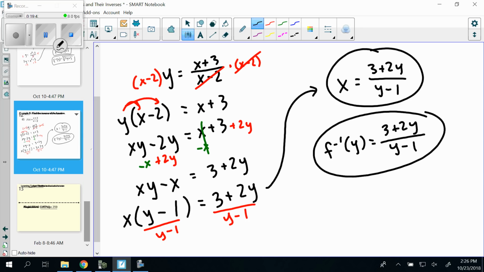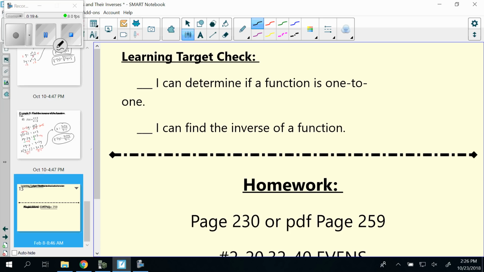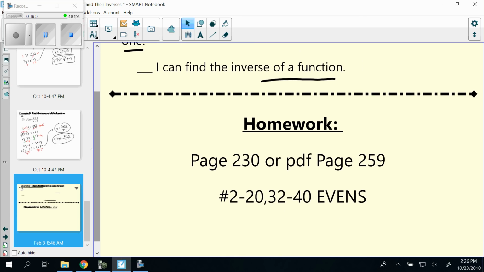All right, you're going to try out some of these out of the book here. So you're going to be determining if something is one-to-one. Remember, that's if there are no repeated x or y values, and find some inverse functions as well. So the ones you're trying out here out of the book on page 230, 2 through 20, and 32 through 40, the even problems.